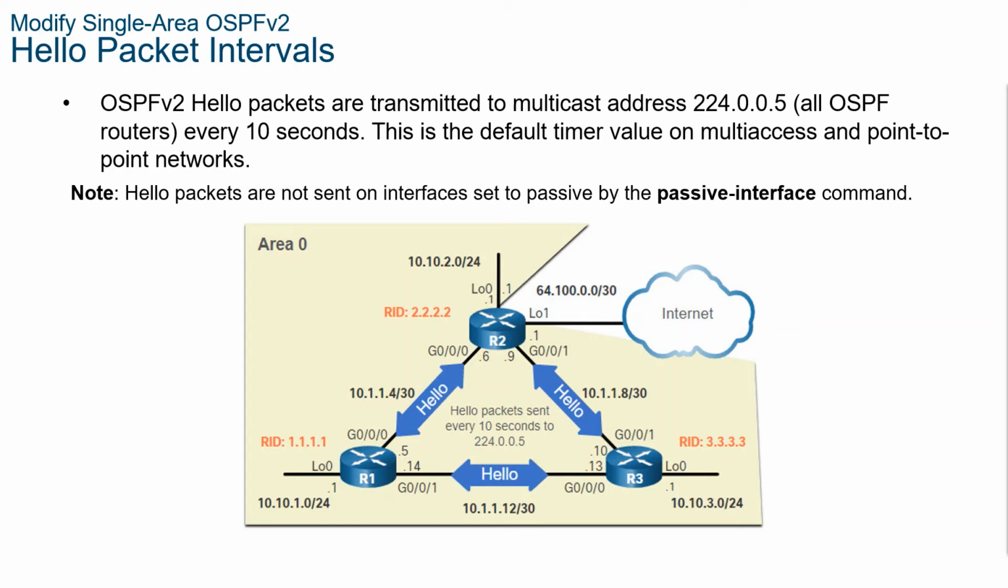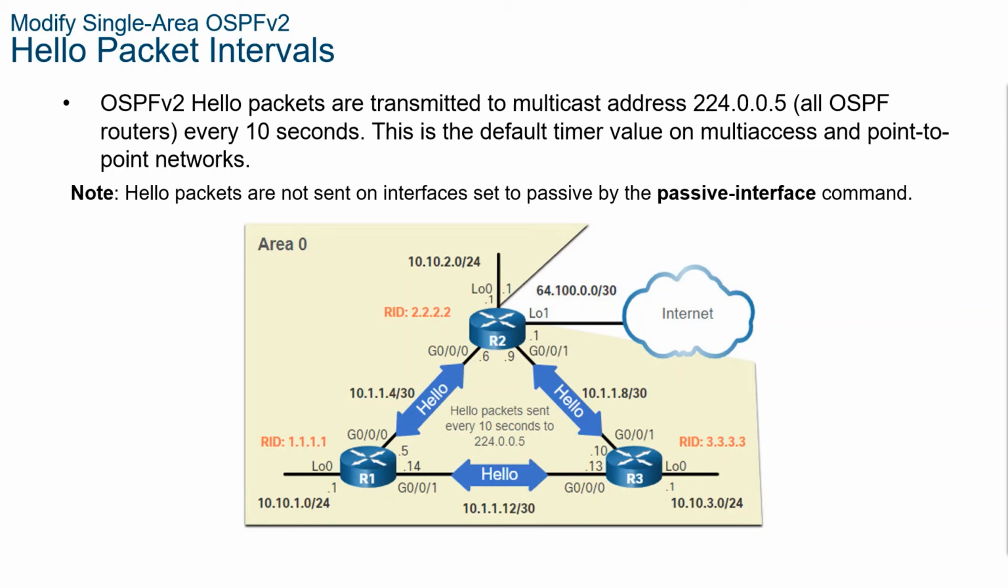Okay, so next, modifying the single area OSPF version 2 hello packet interval. As shown in the figure, OSPF version 2 hello packets are transmitted to multicast address 224.0.0.5, all OSPF routers, every 10 seconds. Now this is the default timer on multi-access and point-to-point networks. Take note that hello packets are not sent on the simulated LAN interfaces because those interfaces were set to passive by the router configuration passive-interface command earlier.